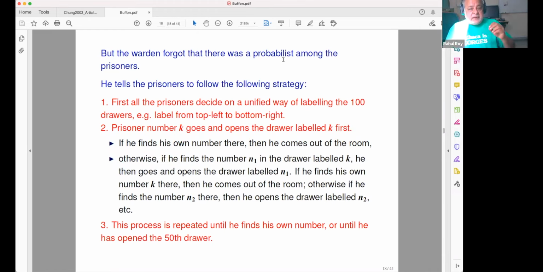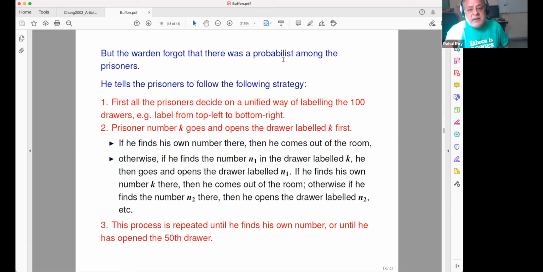This probabilist tells the prisoners to follow the following strategy. First, all the prisoners decide on a unified way of labeling the 100 drawers. So the drawers are labeled 1, 2, 3, etc., let's say from the top left to the bottom right. Prisoner number K goes and opens the drawer labeled K first. If he finds his own number there, then he comes out of the room. He's successful.